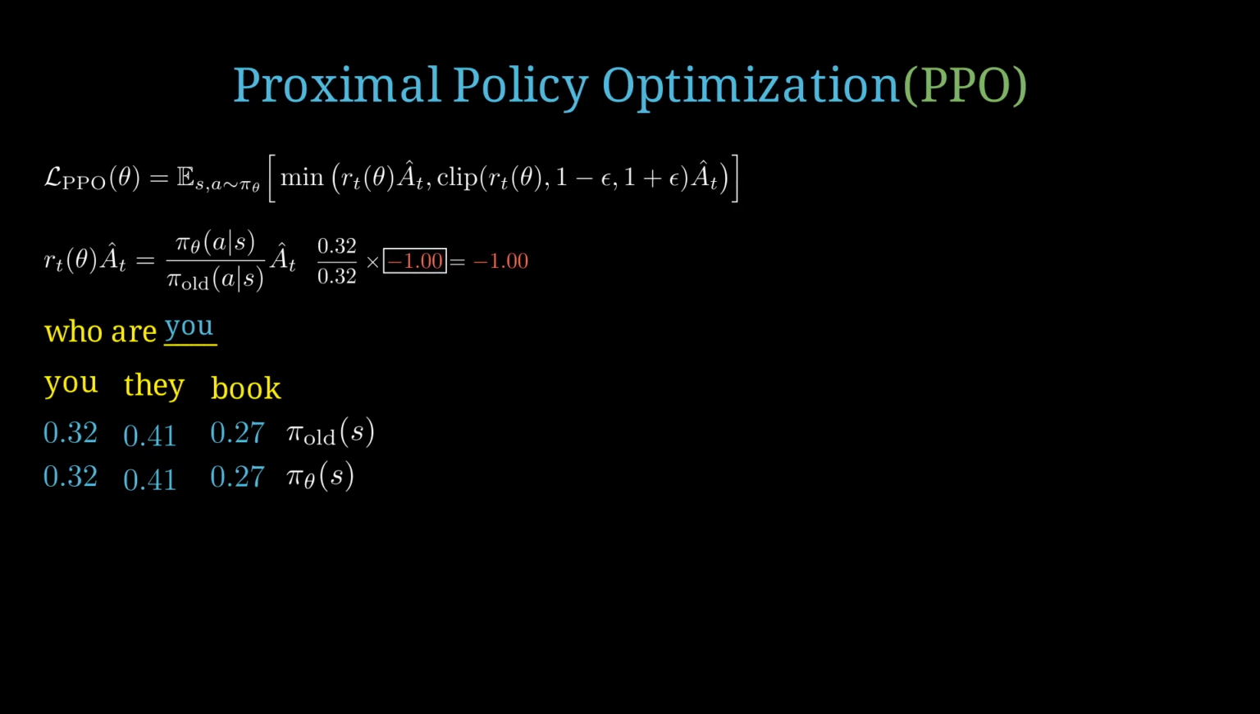To discourage this action in the future, we adjust the policy for this action. Remember, our goal is to maximize the output of this equation. We change the current policy to maximize this output. If the advantage value is negative, we adjust the policy to decrease the likelihood of that action in the future. We discourage this action by decreasing its action probability for the given state.